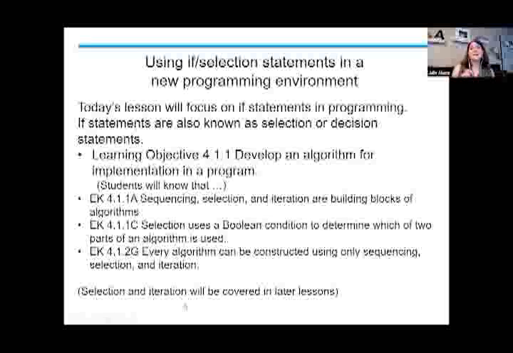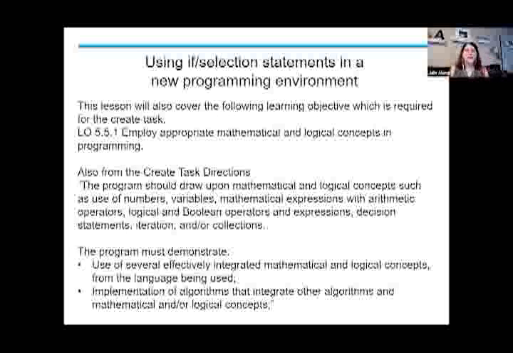We already talked about sequencing, and today we'll be covering selection. My little title here was off there. Sequencing was previously covered and iteration will be covered in the next lesson, but we are on selection today. Selection uses Boolean conditions to determine which of two parts of an algorithm is used. So we're going to be able to have the computer make decisions for us, and that's what we're going to start out with. Again, every algorithm can be done with sequencing, selection, and iteration.